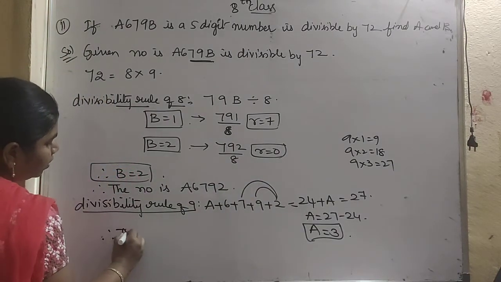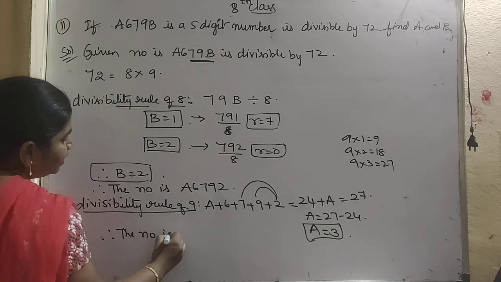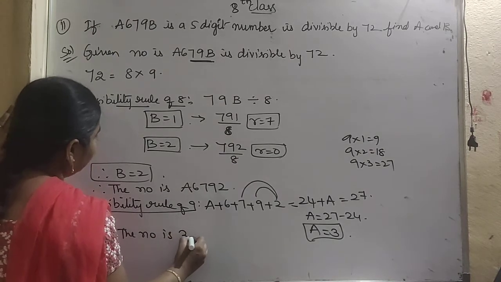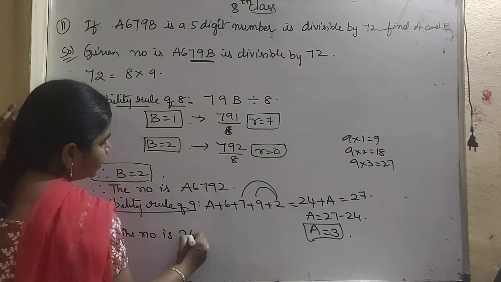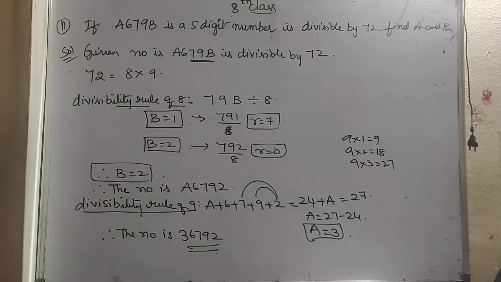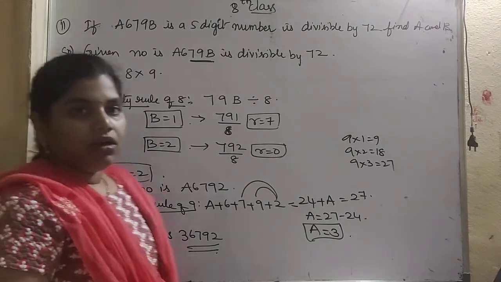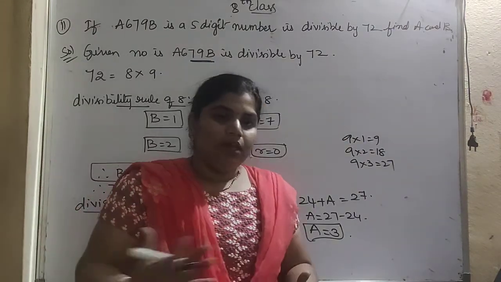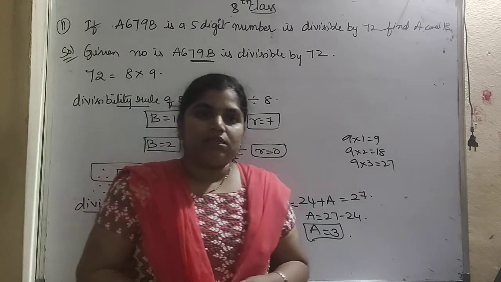So therefore the number is 3, 6, 7, 9, 2. So A value is 3 and B value is 2. So this is our 11th solution. So remaining problems will continue in next class. Thank you.